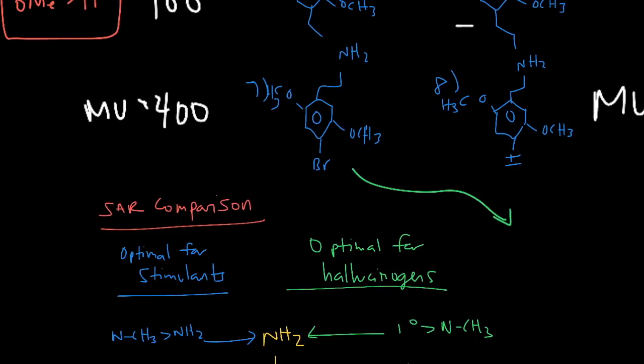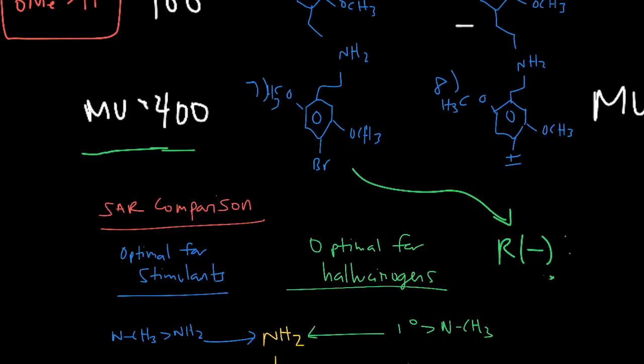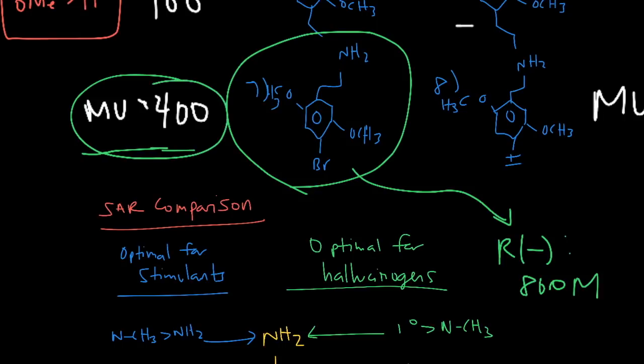Okay, review question. Remember that I told you that the R isomer is twice as potent as the racemate. So if the potency of this racemate is 400, what would the potency of this R isomer be? 800. Why? Remember, I said the potency of the R isomer for hallucinogens is twice as potent as the racemate. So if I give you the racemate right here, then multiply by 2 if I ask for the R isomer, and you get the potency of the R isomer.